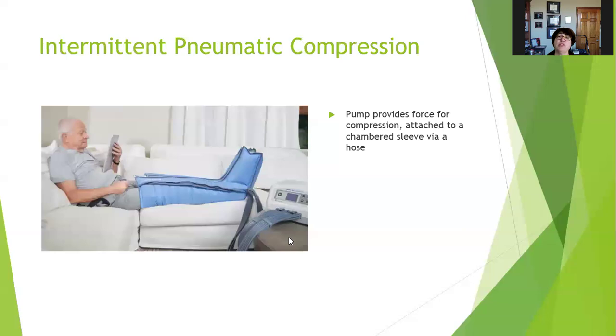Intermittent pneumatic compression: a pump provides the force for compression and it's attached to a chambered sleeve via a hose. Usually people do it on an outpatient basis at home. It's prescribed by a doctor or a physical therapist, and the provider for the intermittent compression comes in and treats the person in their home. It's like a home health thing, and it can be really useful for getting edema down quickly.